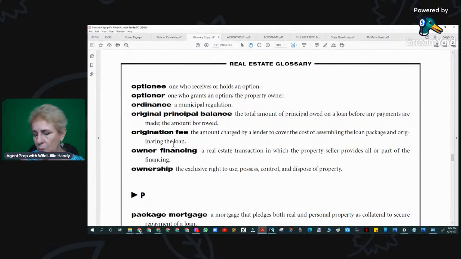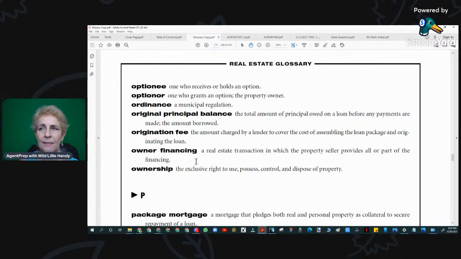Origination fee. This is what lenders will charge. Not all of them charge an origination fee, but that can be 1% or 1.5% of the loan amount, not the purchase price amount, but the loan amount. So the amount charged by a lender to cover the cost of assembling the loan package and originating the loan.